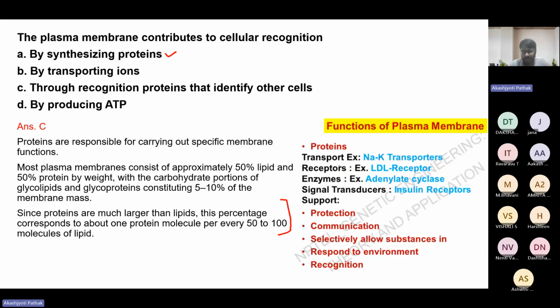They can act as receptors. These receptors also help in cell recognition, like the LDL receptor. And then there are enzymes. So the different proteins present on the plasma membrane can be transporter proteins, receptor proteins, enzyme proteins, and signal transducers like insulin receptors and G protein coupled receptors. All these are different signal transducers, helping transfer information from the environment to the inside of the cell. And there are other functions like support, protection, communication, all these things.